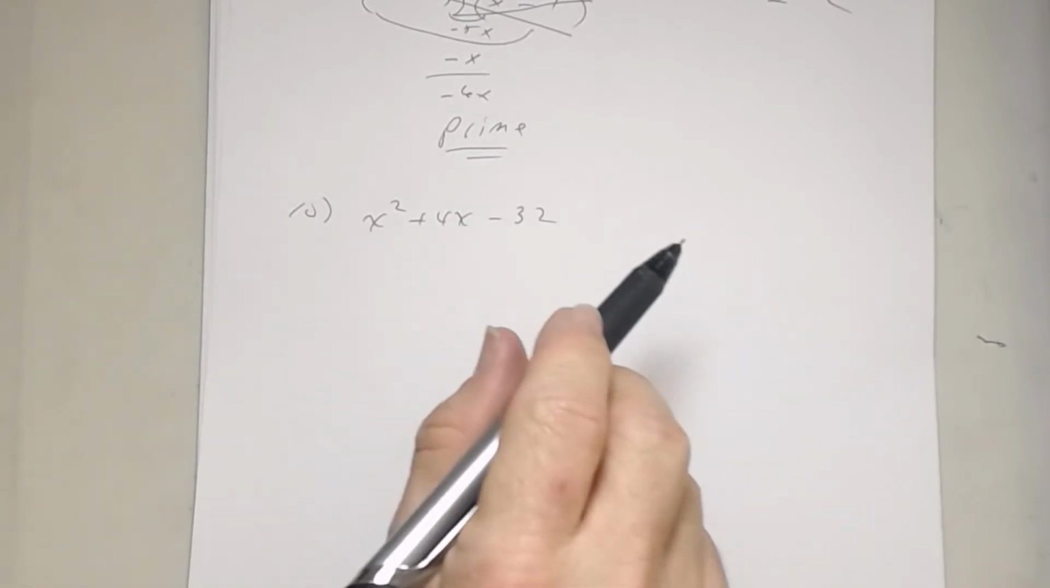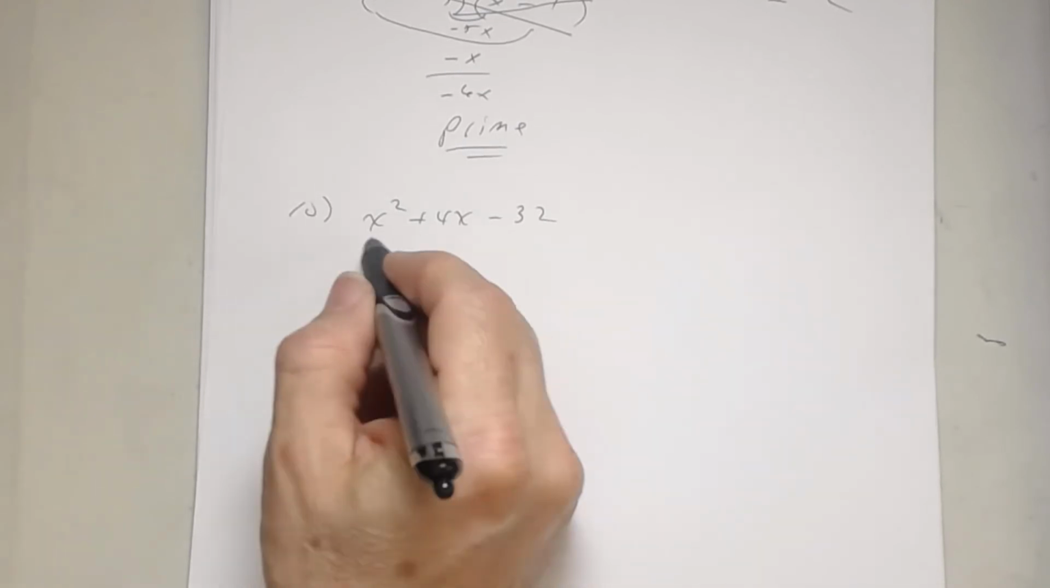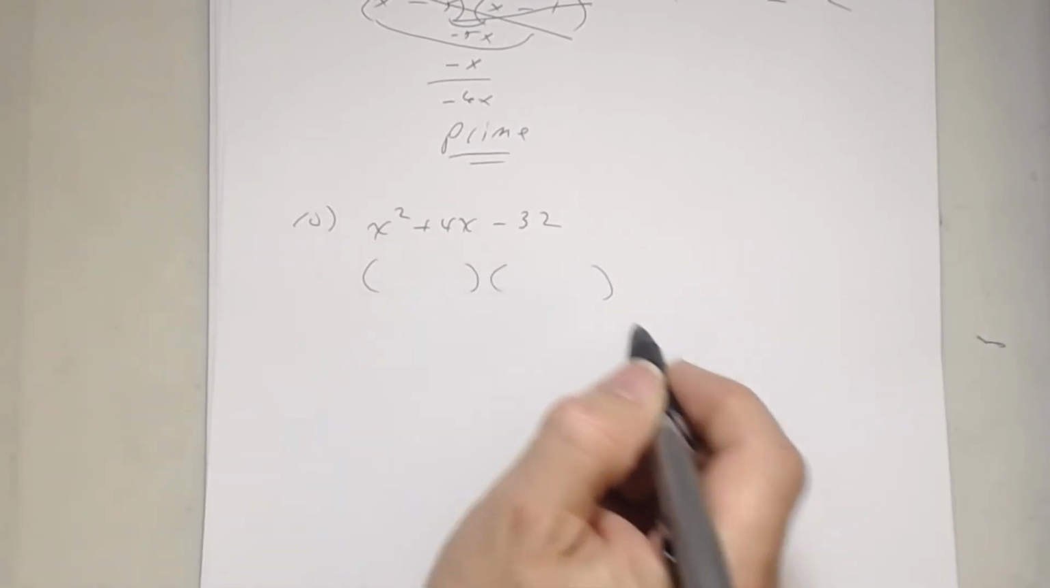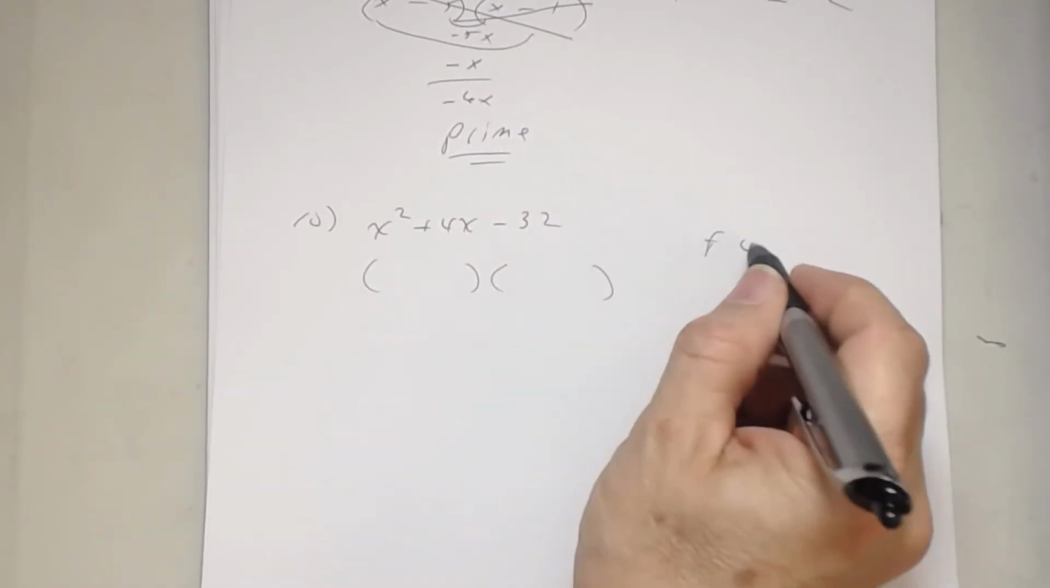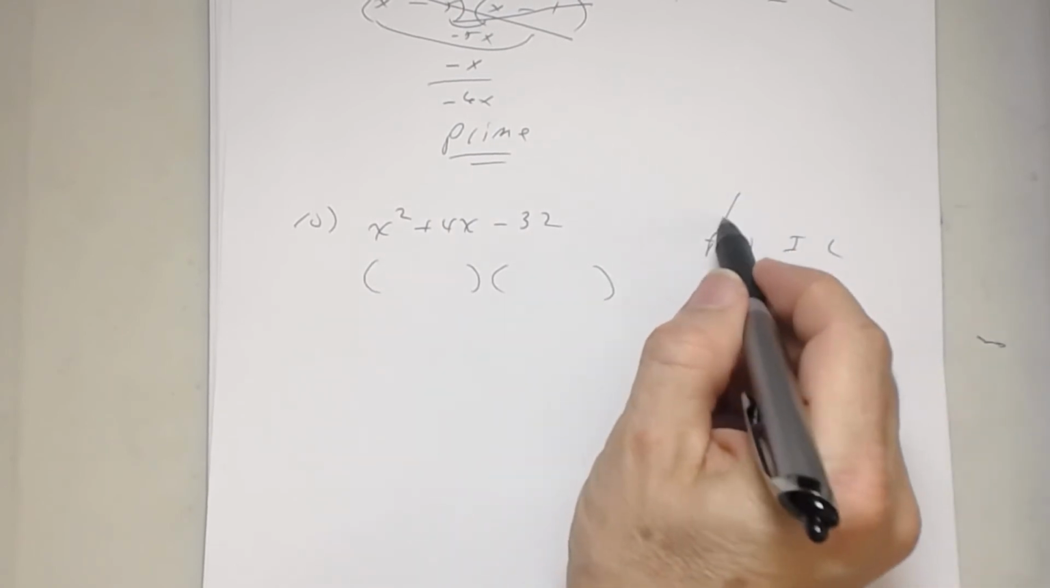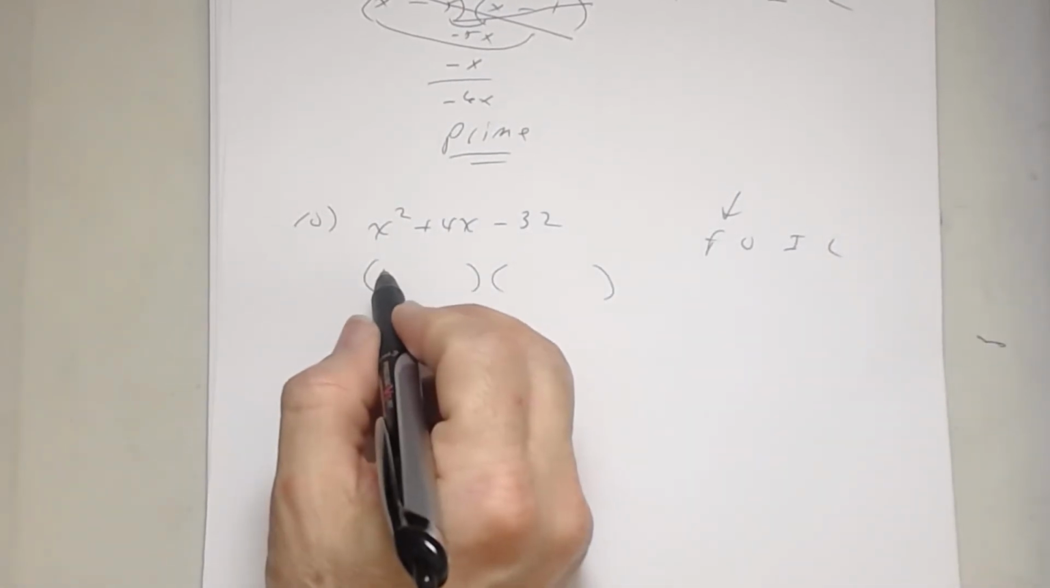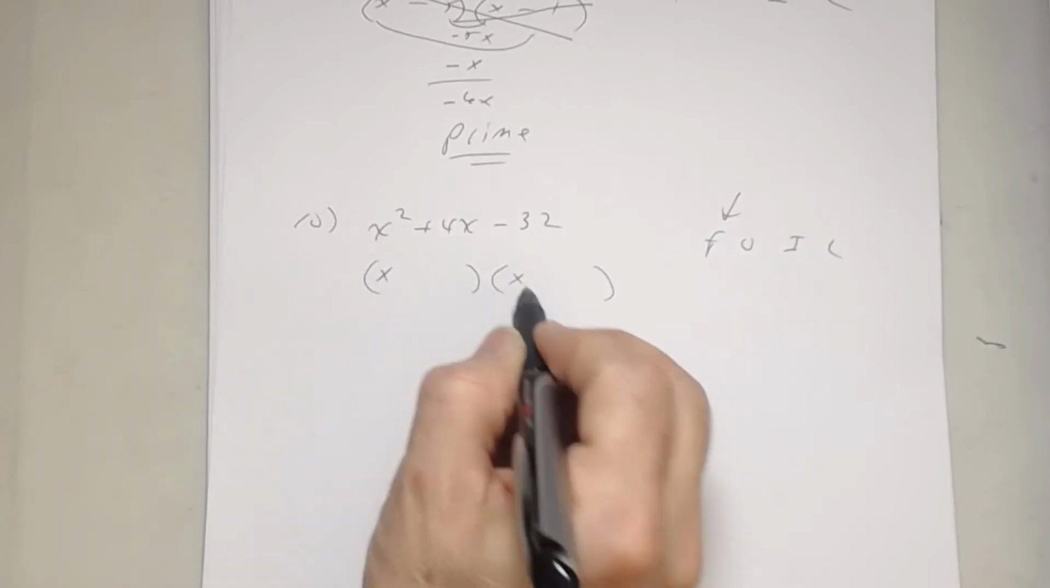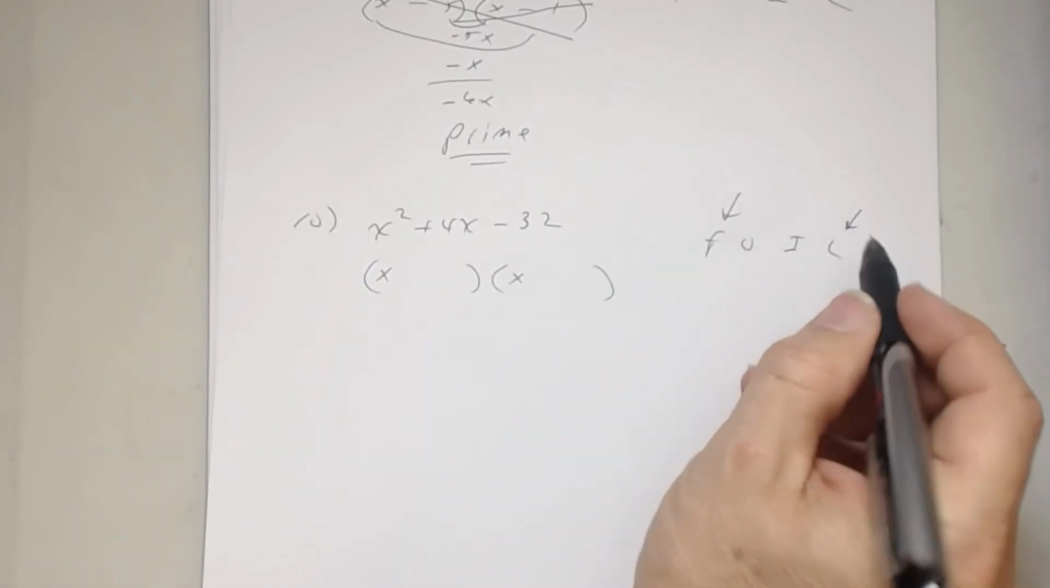GCF? 1. So we go to two binomials. FYL. What are the possibilities for F? X and X. Okay, L, 30.